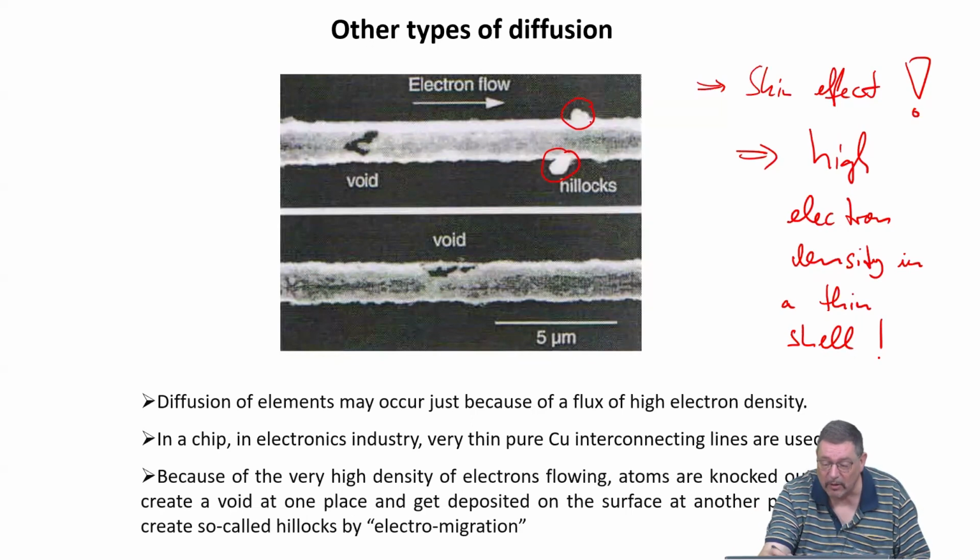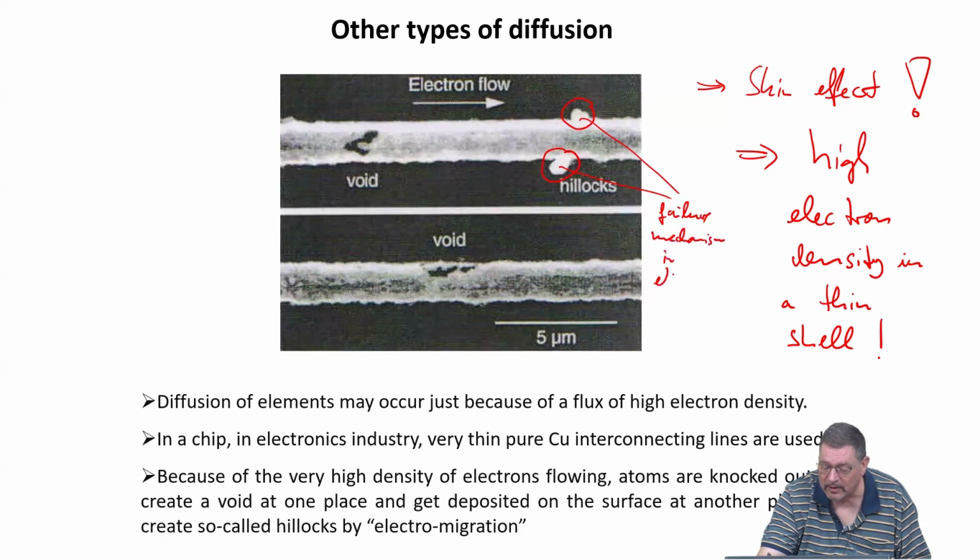So this hillock formation is a very strong failure mechanism in the electronics industries. And it's unpreventable because it's a diffusion process.